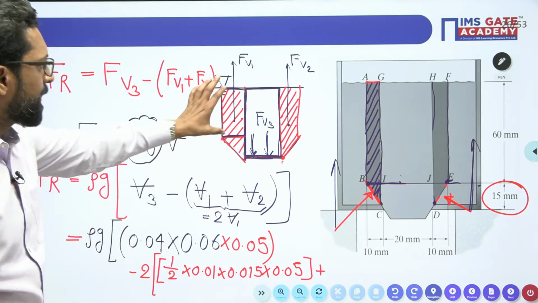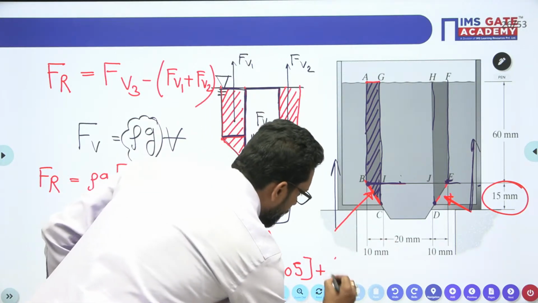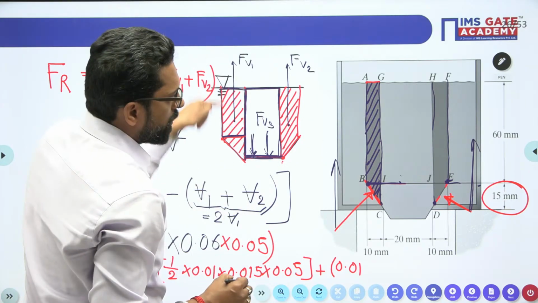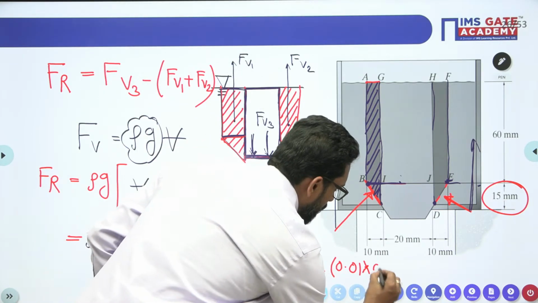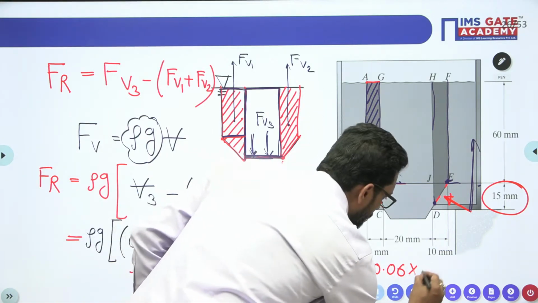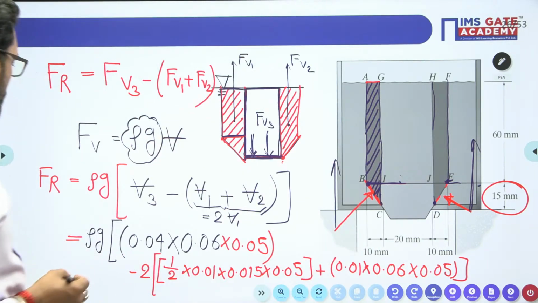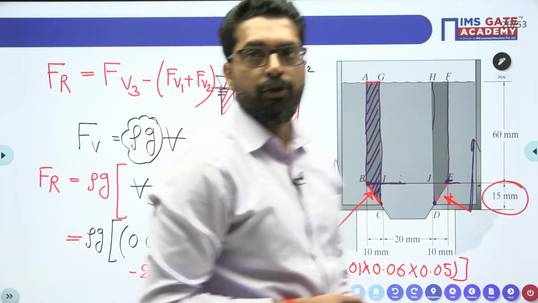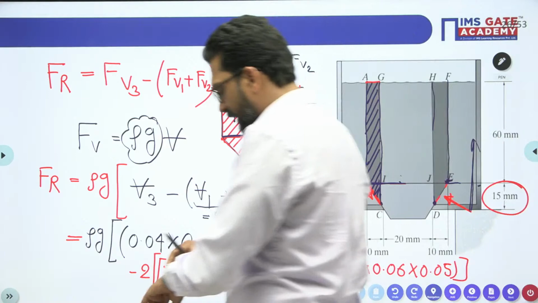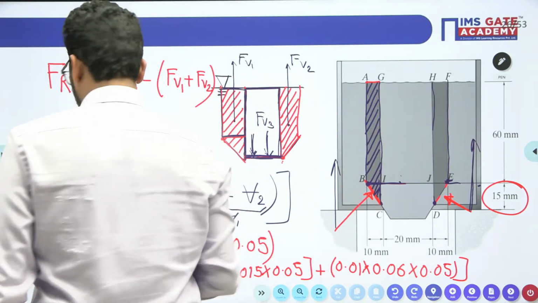What is that? This rectangle. This height is what? 10.01. This length. This height is what? Into 0.06. And this width is what? 0.05. Okay, I multiply with rho g. So if you multiply with that, beta, you may easily find the net force. So what is the answer?